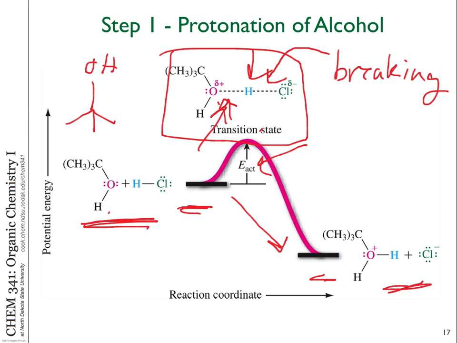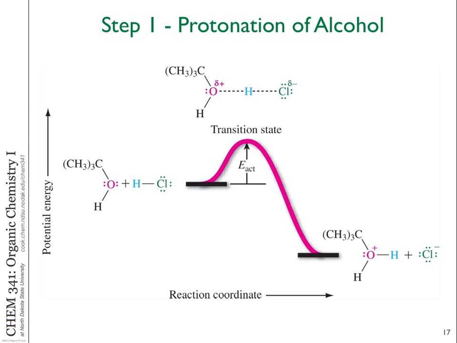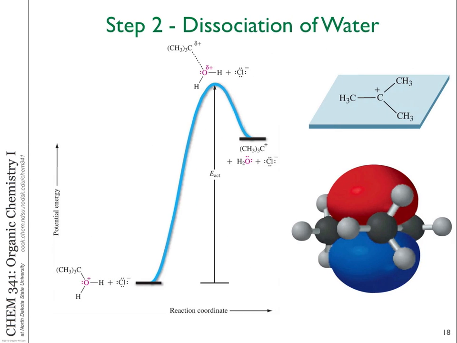Okay? The second step. Once we form that intermediate, that protonated intermediate, the second step now is the breaking of the CO bond to form water and the carbocation. Okay? This is a largely endothermic process. The protonated alcohol down on the left is low in energy. The carbocation and water and Cl minus, the products of that step, are much higher in energy.